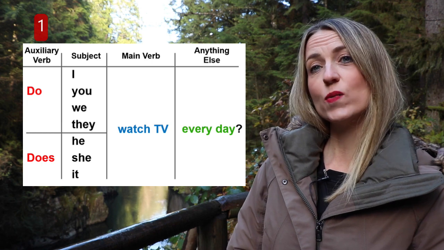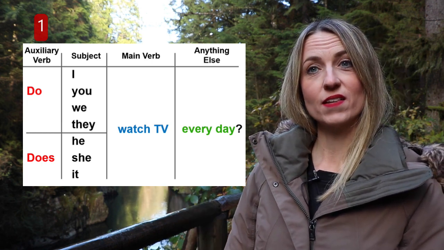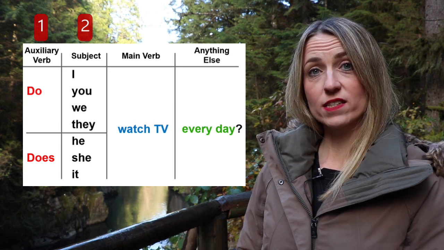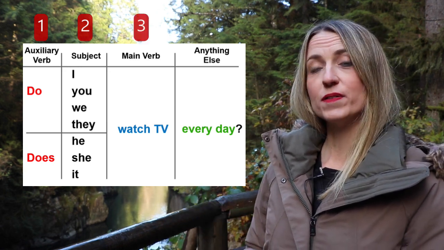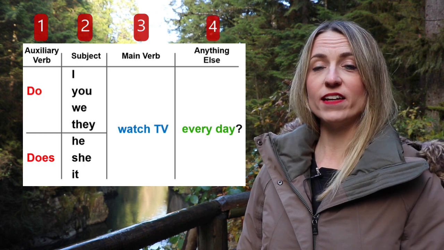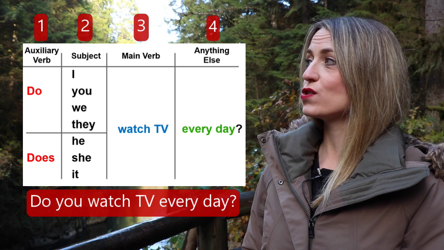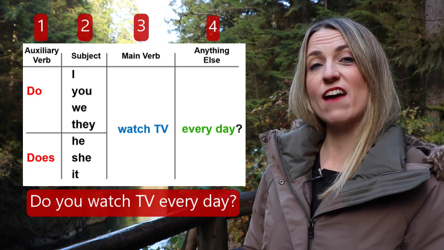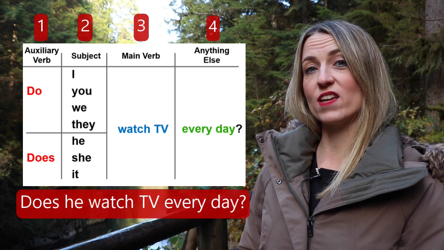The first thing we need is the auxiliary verb do or does. Then we need our subject. Then we need our main verb. And finally, anything else. For example, do you watch TV every day? Does he watch TV every day?